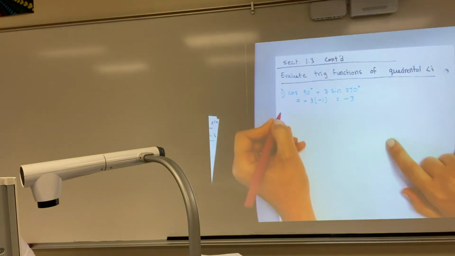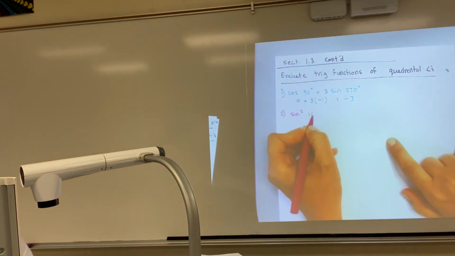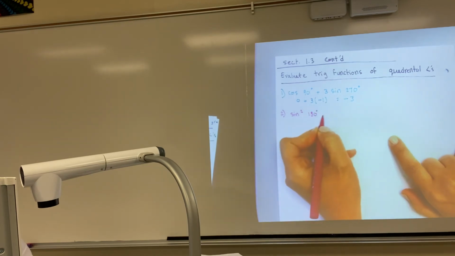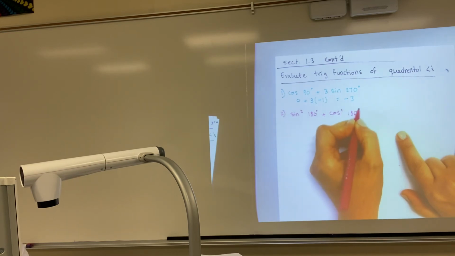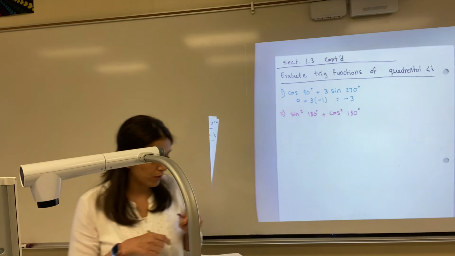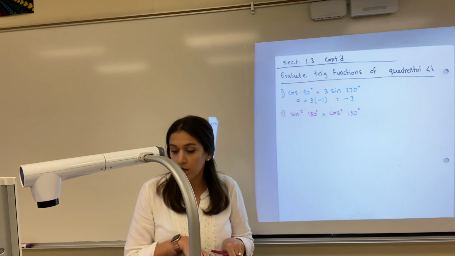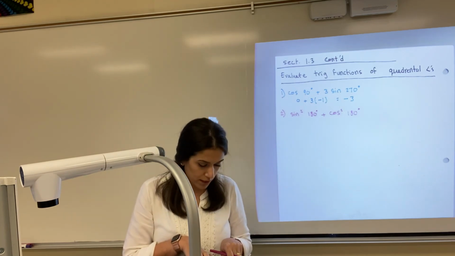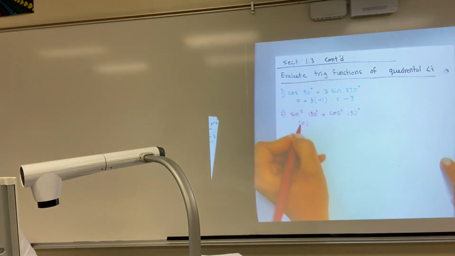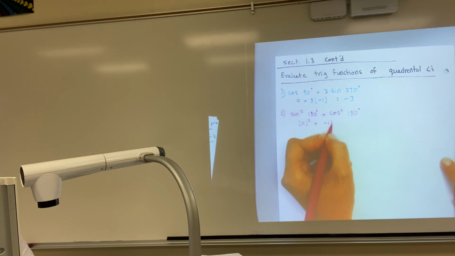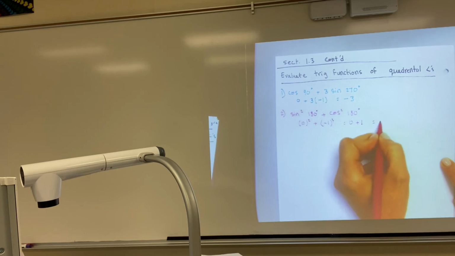Number 2, sine squared of 180 plus cosine squared of 180 degrees. Again, we're going to look at the table, and I see that sine of 180 is 0 and cosine 180 is negative 1. So I have 0 squared plus negative 1 squared, and that is 0 plus 1, and that's equal to 1.